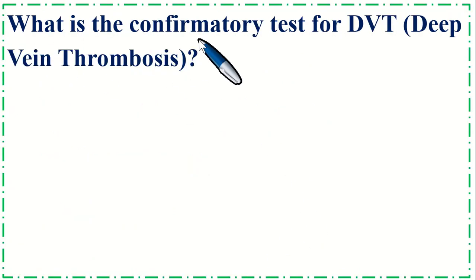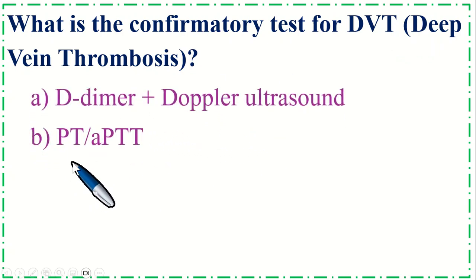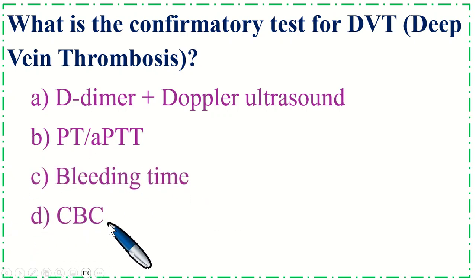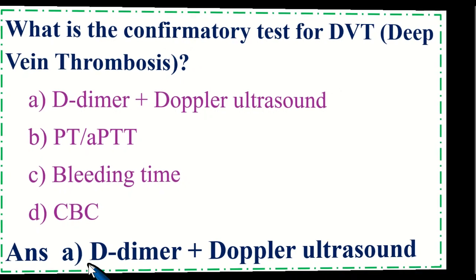What is the confirmatory test for DVT, deep vein thrombosis? Option A, D-dimer plus Doppler ultrasound. B, PT and APTT. C, bleeding time. And option D, CBC. So the correct option is A, D-dimer plus Doppler ultrasound.